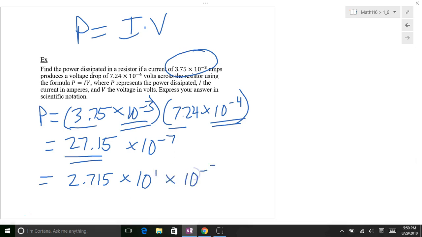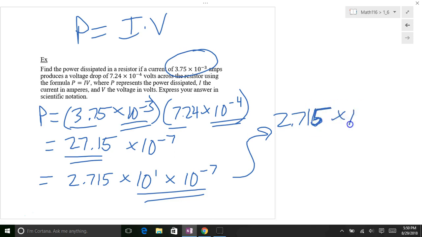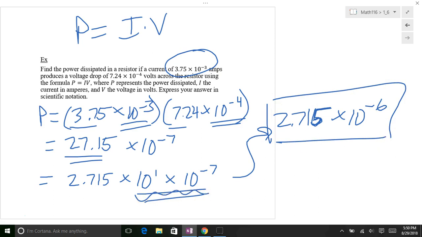I've still got this 10 to the negative 7. Now those two, 1 minus 7 is negative 6. So 2.715 times 10 to the negative 6. So I have to combine those two. And there we are. That's our power in scientific notation.